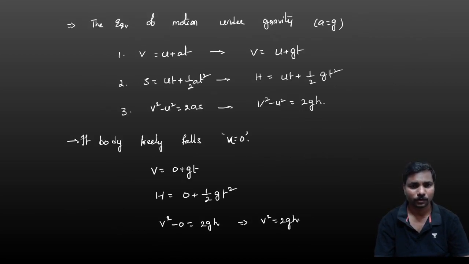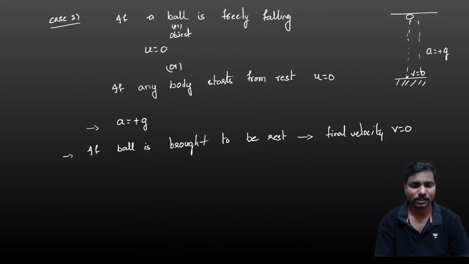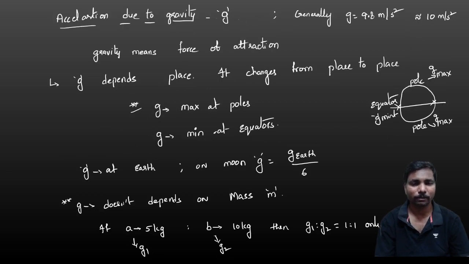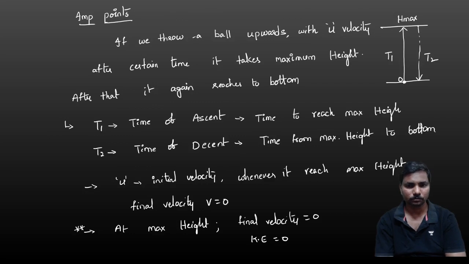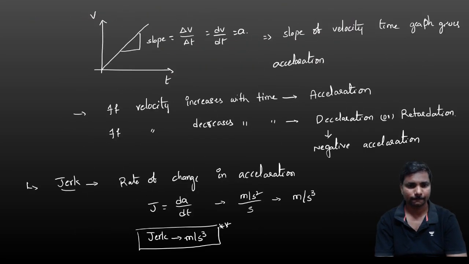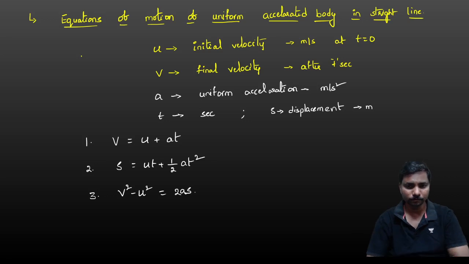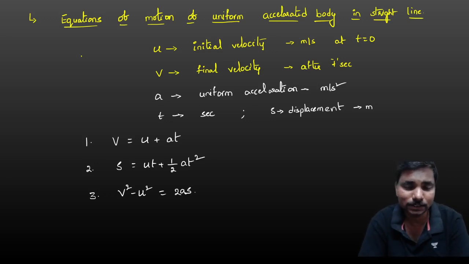Okay, so equations of motion, acceleration due to gravity changes from place to place. At the moon it is g by 6. Maximum height formula. Okay students, in the next session we will discuss Newton's laws of motion, Newton's law of gravitation, that equation, and the pending topics.